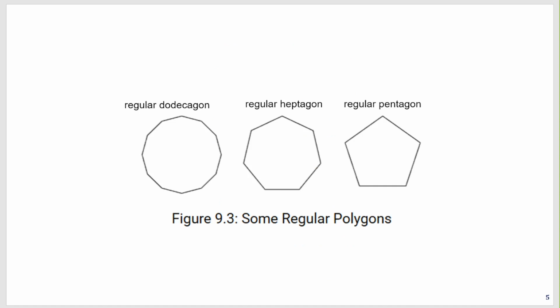Alright, then next let's have a look at the concept of regular polygon. A polygon in which all the sides are equal and all the angles are equal is called a regular polygon. Actually, we have already seen 2 examples of regular polygons, right? Equilateral triangles are regular polygons, and squares are also regular polygons, which have 4 sides, right? So here, figure 9.3 shows a few more regular polygons.